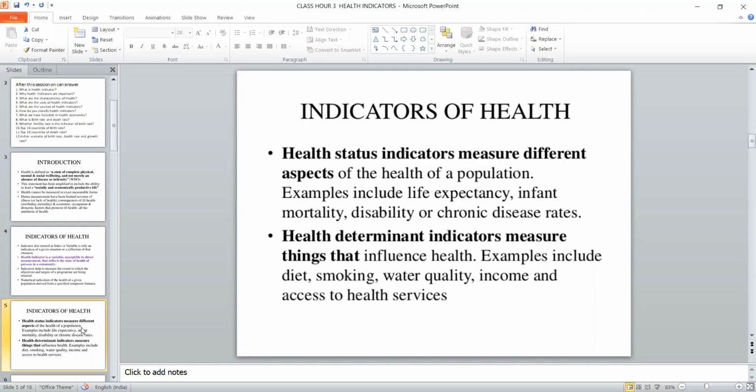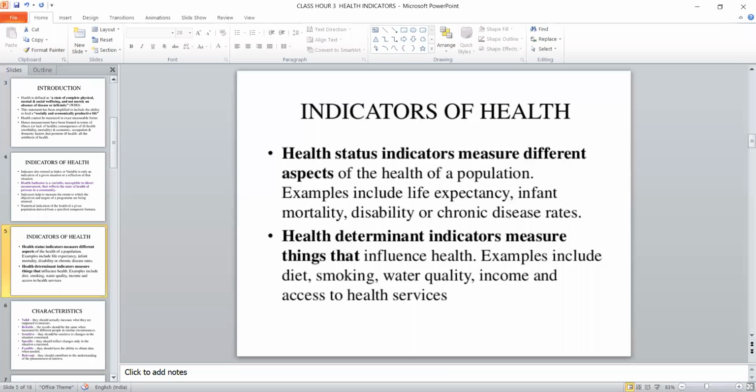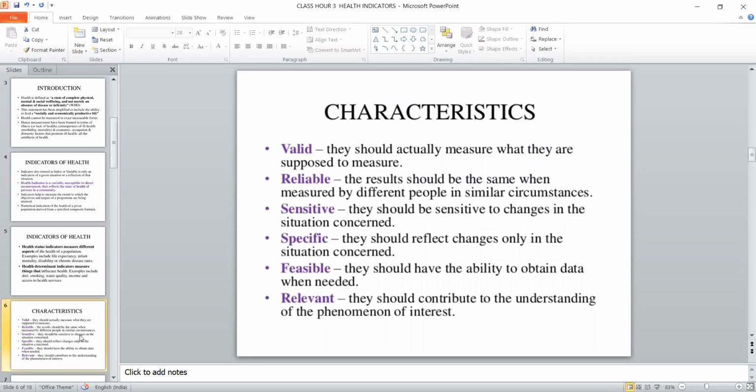The first part is factors like life expectancy, infant mortality rate, morbidity rate, disability rate, chronic disease. All these things are factors. But these factors are influenced by other factors which are not actually in health, like diet, smoking, bad habits. All these things influence them. So what we are going to do is first list out how the health indicator should be measured, and whether that data is valid or not.